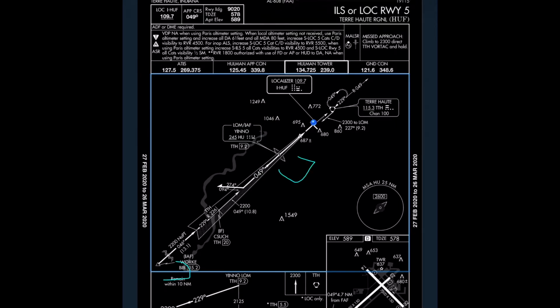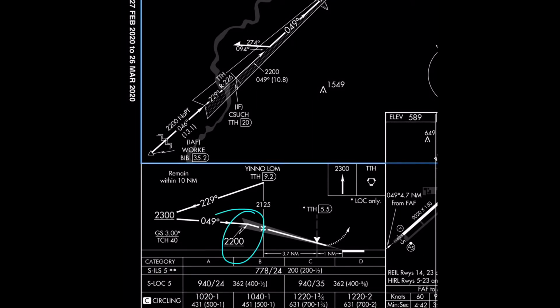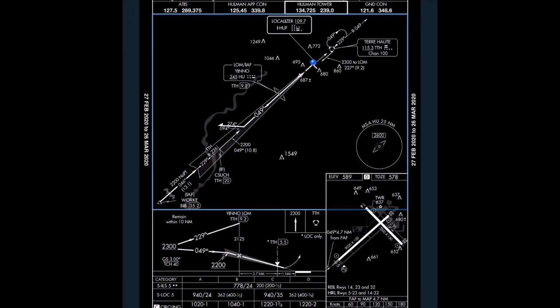Or we can join the approach via radar vectors to the final approach course, and then once we are established on the final approach course, that would be our initial fix, and then we'd fly inbound to our final approach fix, which for the ILS would be glide slope intercept at 2,200, or it would be indicated by this Maltese cross for the localizer approach.